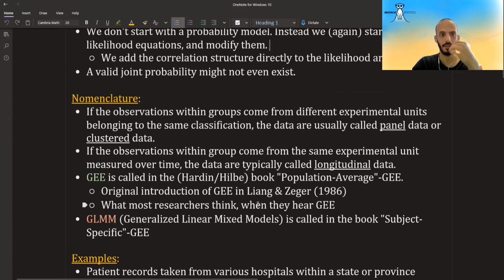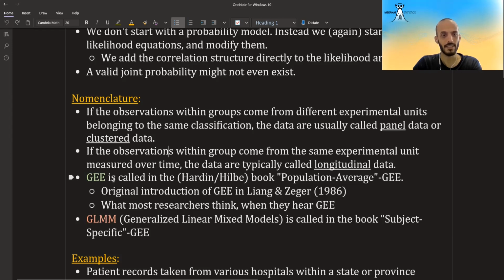Okay, so some nomenclature. It has a lot of names, these groups. If the observations within groups come from different experimental units, then usually this kind of data will be called panel data or cluster data. If the observations come from the same experimental unit measured over time, then this is called longitudinal data. There are also other names. Okay, so I will just use the word group, which I think is the most general.